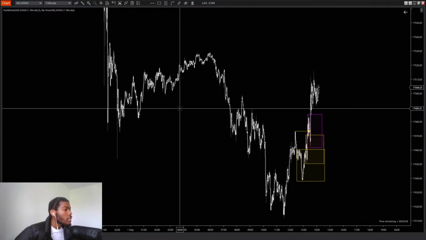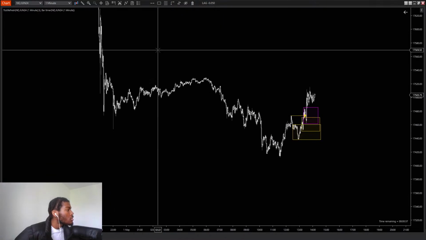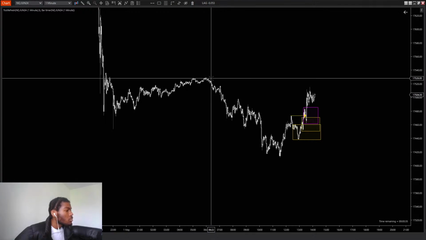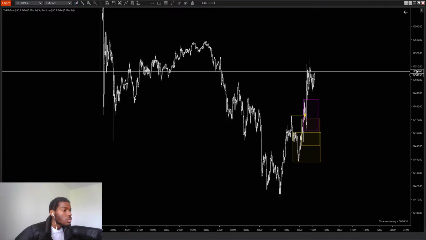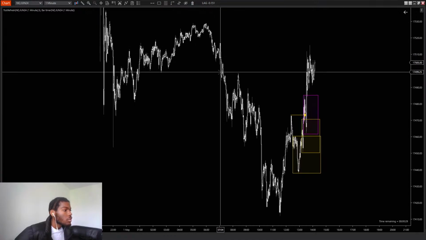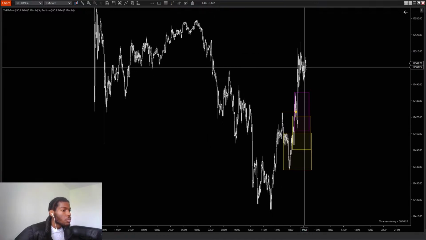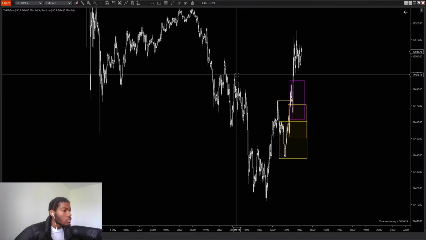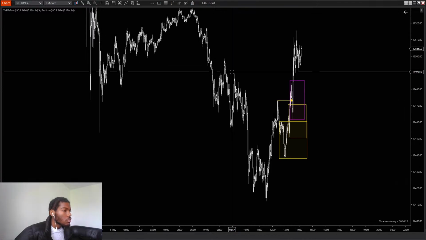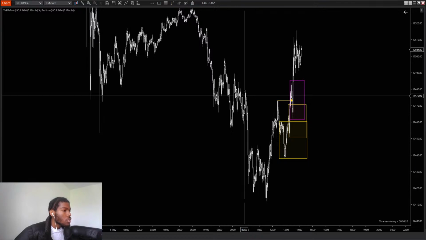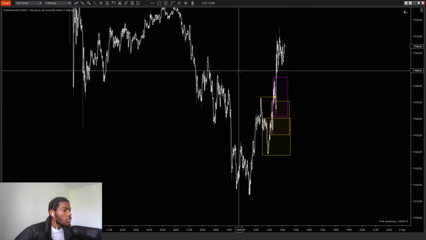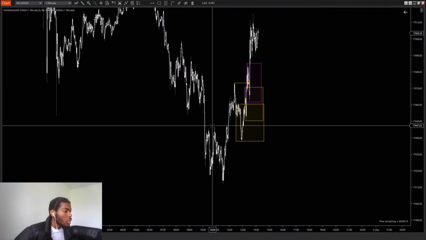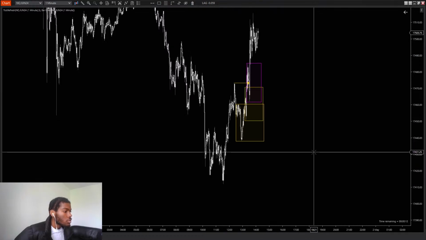So when you zoom out like this and you read structure, boom, boom, boom, boom, boom. So we are within this zone. To the left here, we just took out a high. So, okay. This was the S&D responsible too that we just broke. So we got that. We have the origin down here.